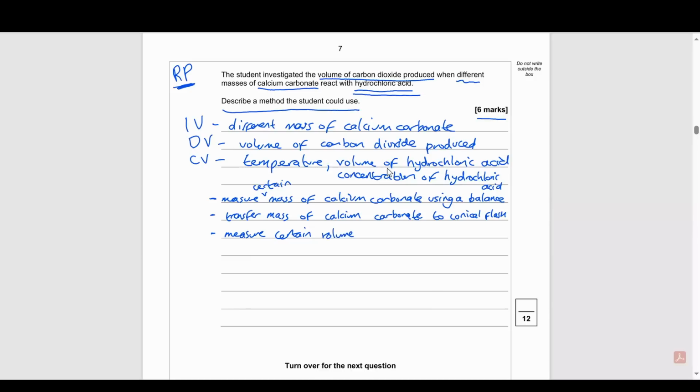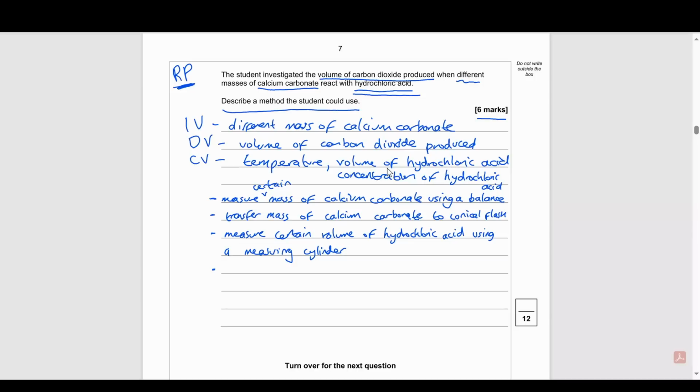What's the next thing that we'd have to do? We can't start the reaction until we add the hydrochloric acid. So we need to measure a certain volume of hydrochloric acid using a measuring cylinder. Right, so we've got a volume of hydrochloric acid, we know what that is. We are then ready to start the experiment. However, at this point, we want to act very quickly.